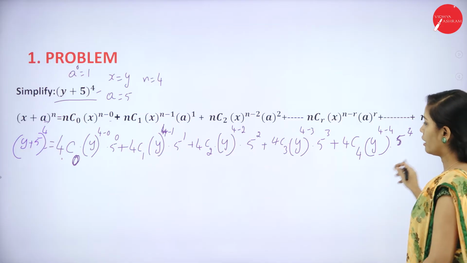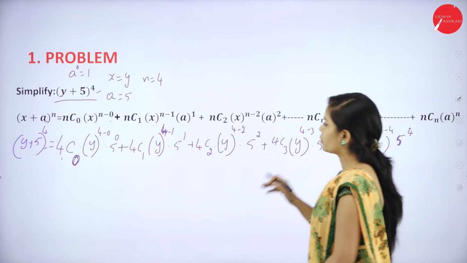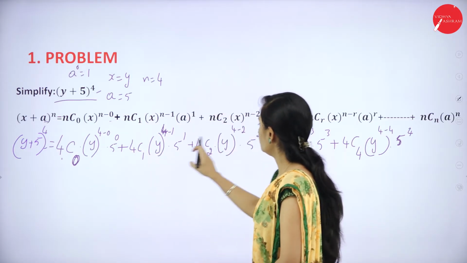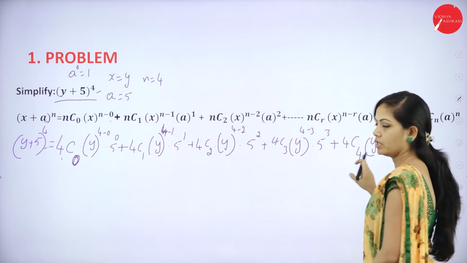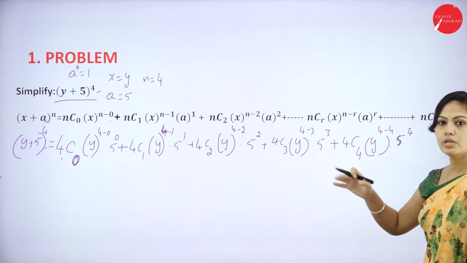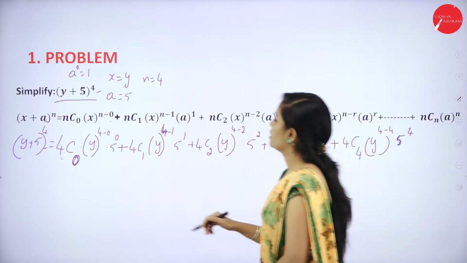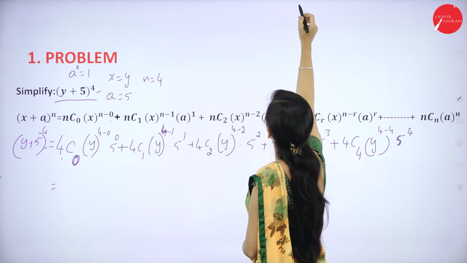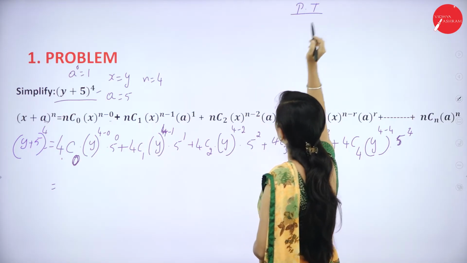So now we have expanded the equation. You can observe this. How many terms are there? 1, 2, 3, 4, 5. So if your power value is 4, you will get 5 terms. So 4C0. So now I will apply the Pascal's theorem.